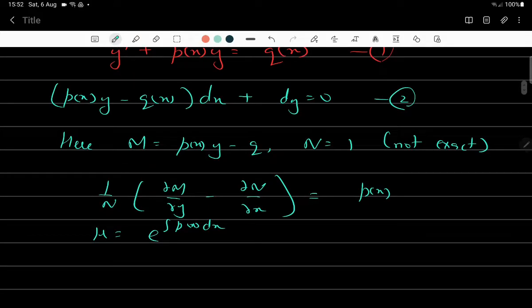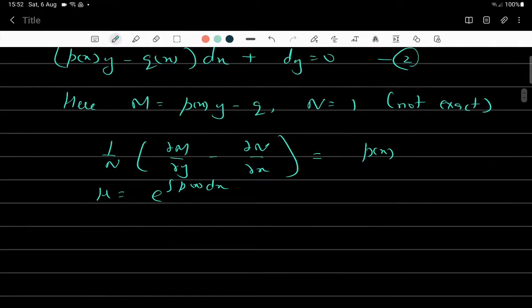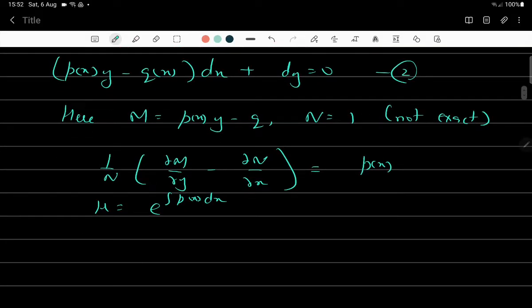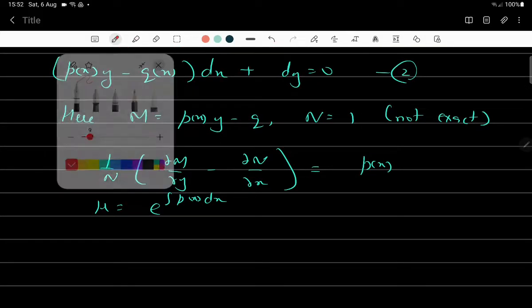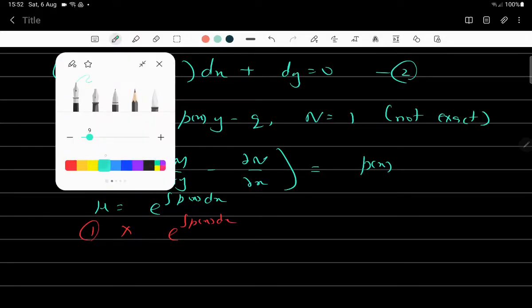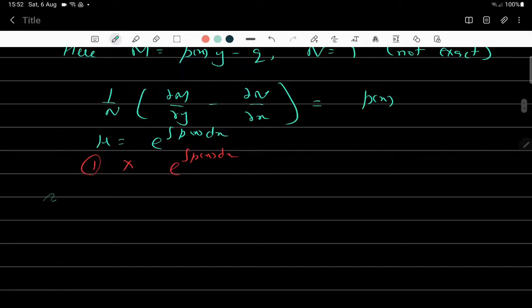So now if I have to solve the given differential equation, I multiply equation 1 by e raised to the power integration p of x dx. If you multiply it, it comes out to be y dash e raised to the power integration p dx plus p y e raised to the power integration p dx is equal to q e raised to the power integration p dx. Now this is an exact differential equation.